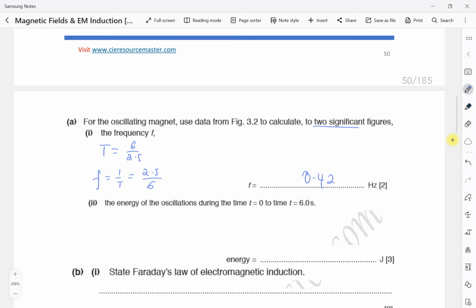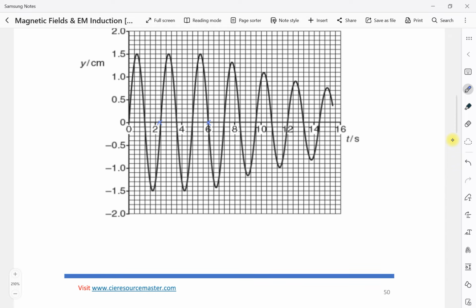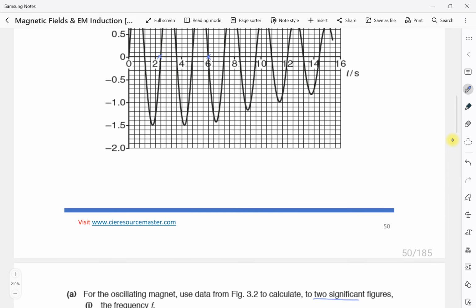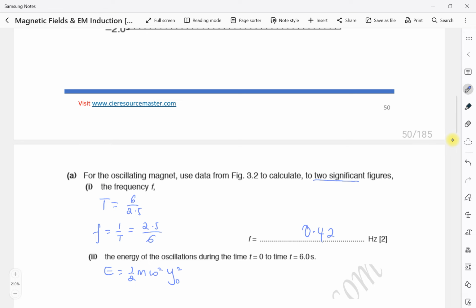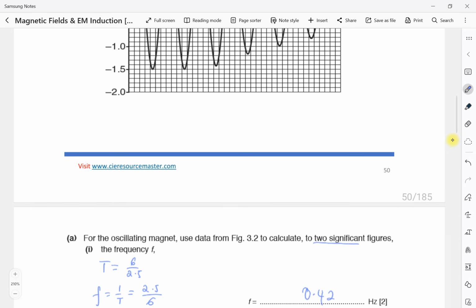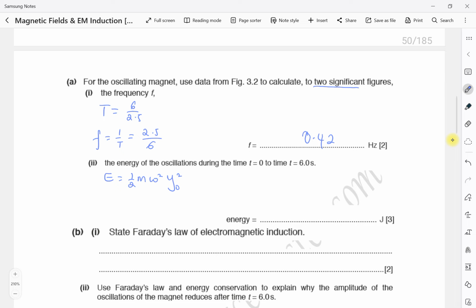Next, the energy of the oscillation during the time t equals 0 to time t equals 6 seconds. Of course, this is part of simple harmonic motion. So the energy of oscillation is equal to a half m omega squared. Since this is a graph of y against time, this is going to be y naught squared. Remember the equation for total energy for simple harmonic motion, a half m omega squared x naught squared, where x naught was the amplitude. Now that here displacement is represented by y, I will just use y naught for amplitude.